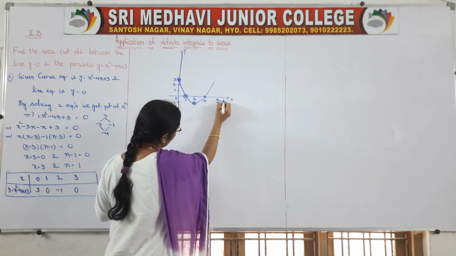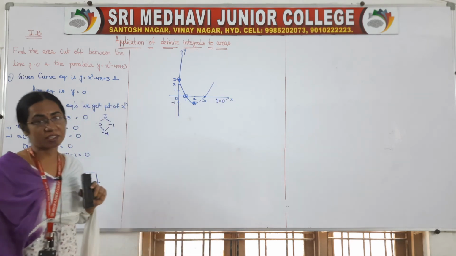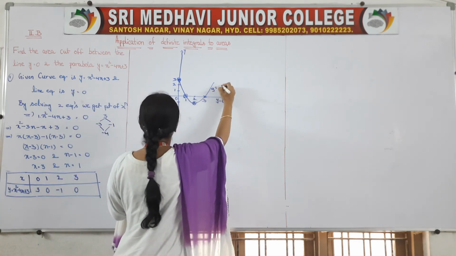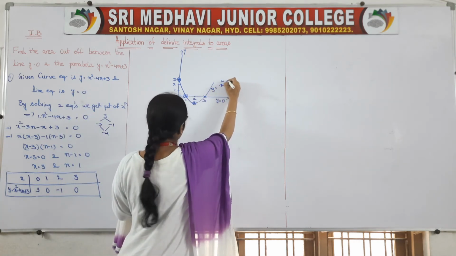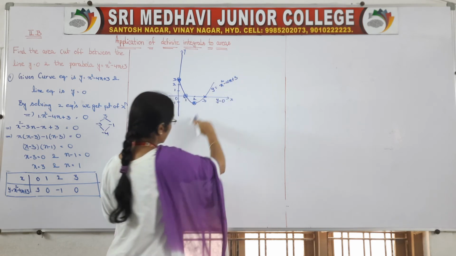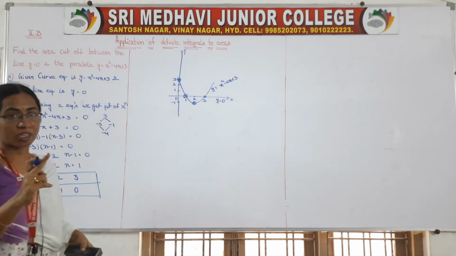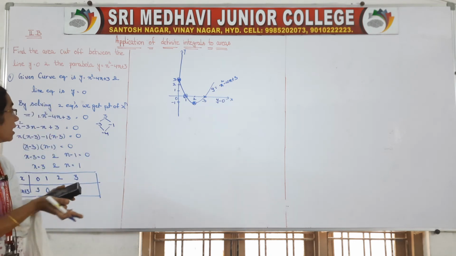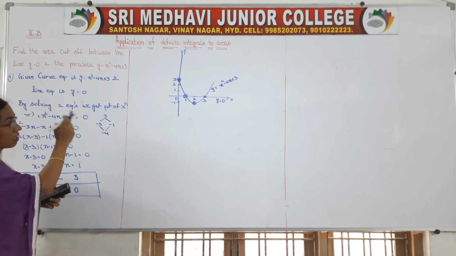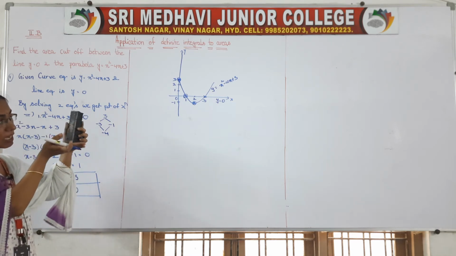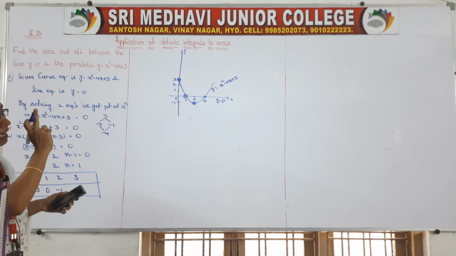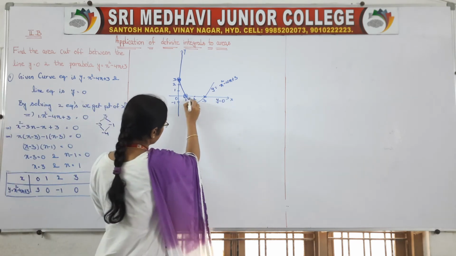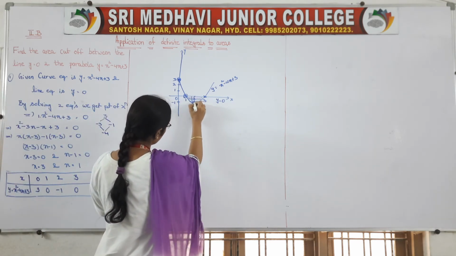The x-axis is called the line y equals 0, and this is your curve, y equals x squared minus 4x plus 3. So, find the area cut off between the x-axis and the curve. Which area? This area we have to find.